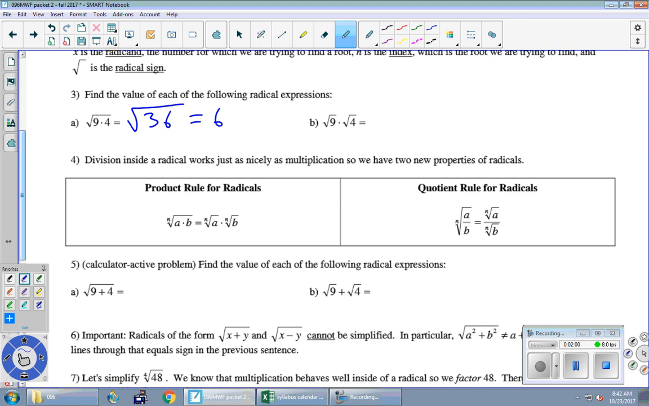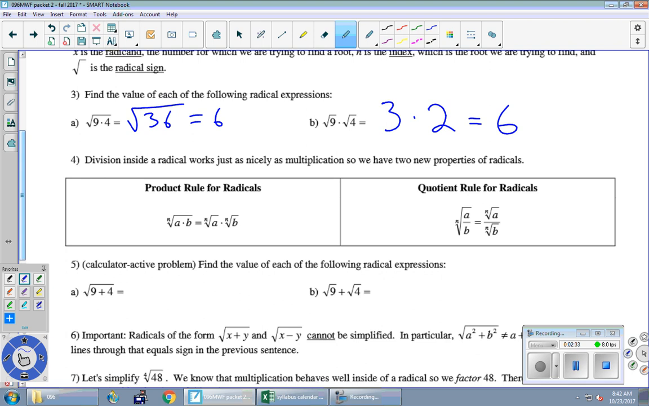On the other hand, square root of 9 is 3, and then we're multiplying that by square root of 4, which is 2, and we get 6. And the answer turns out to be the same for both cases. And it is not a coincidence. Turns out this happens anytime we have multiplication with a radical. So the point here is that if you see a single radical with two things multiplied inside of it, you are welcome to split that up into 2 radicals and multiply them last.